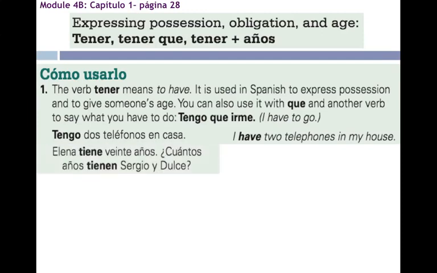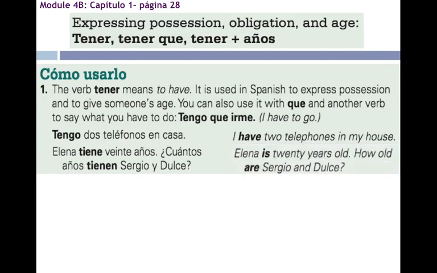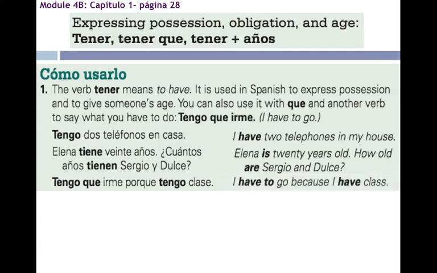Elena tiene 20 años. ¿Cuántos años tienen Sergio y Dulce? Repitan, Elena tiene 20 años. ¿Cuántos años tienen Sergio y Dulce? Tengo que irme porque tengo clase. Repitan. Tengo que irme porque tengo clase.